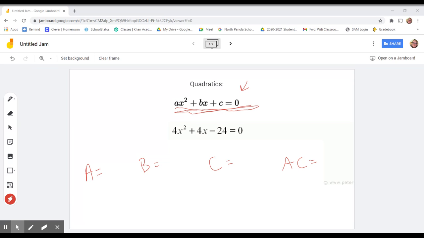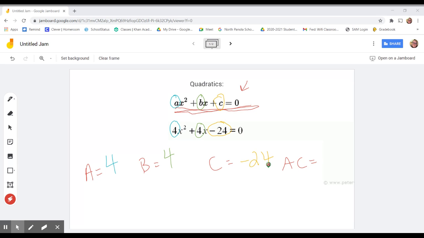So for example, I'm going to do a couple examples with you. We have 4x squared plus 4x minus 24. A is in front of the x squared, so 4 is going to be my A, okay? B is always in front of the x. It's the coefficient of my x, so 4 is also going to be my B. C is the constant, or the number without a variable. In this case, it's a plus C, so I'm going to take the sign, which is negative 24.